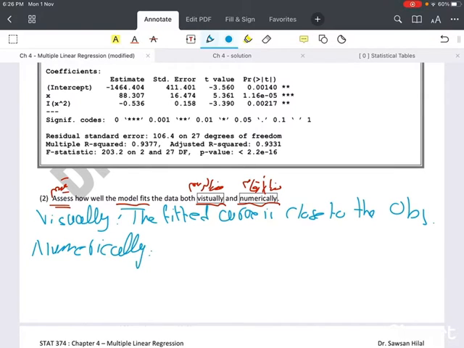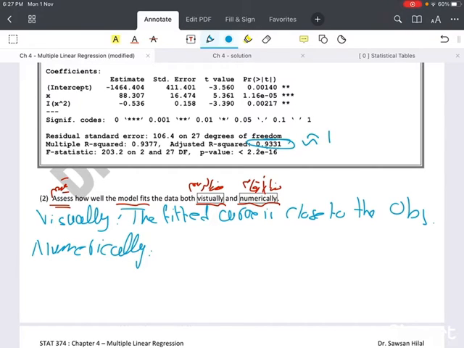Then about the numerically, you will check the adjusted R square. You will go for the adjusted R square, this one. It is 0.9331. It is close to 1. So the model is good.